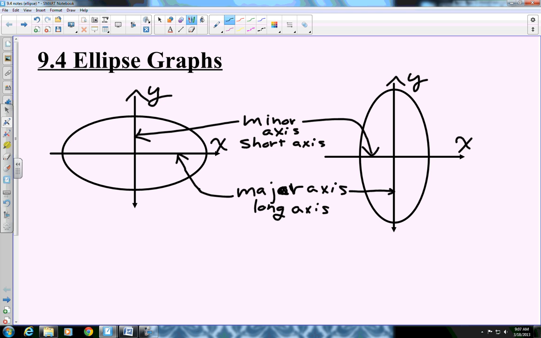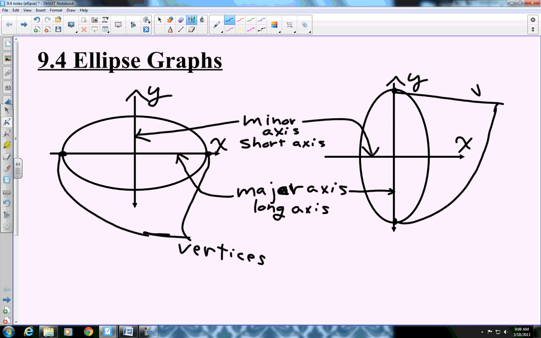Okay, now the points where the ellipse intersects the major axis are called vertices. So that would be these two on the x here, and over here it would be on the y. How do you say them? Vertices. If it's one, it's a vertex. If it's more than one, they're vertices.